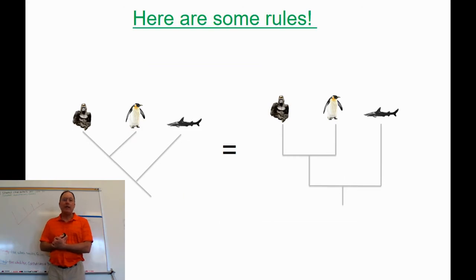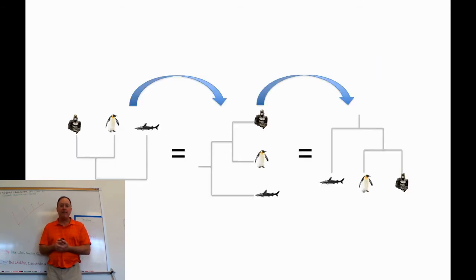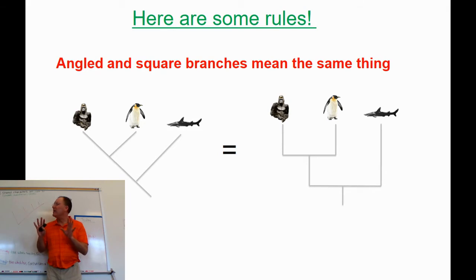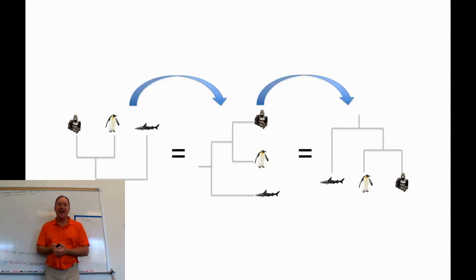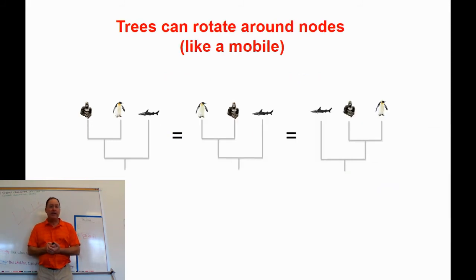Well, here are some more rules that I got from an AP conference. Angled and square branches mean the same thing, so you can draw it either way, or if you see it on an exam, either way they're exactly the same thing, just angled or squared branches. You can also rotate. They can be drawn in any orientation. You see how you can rotate the whole thing around. It doesn't matter which way it's oriented.